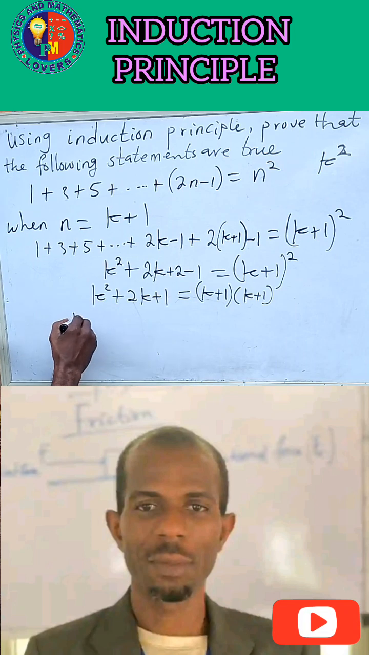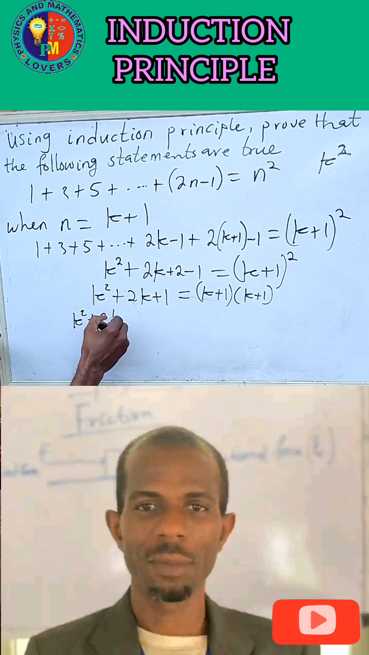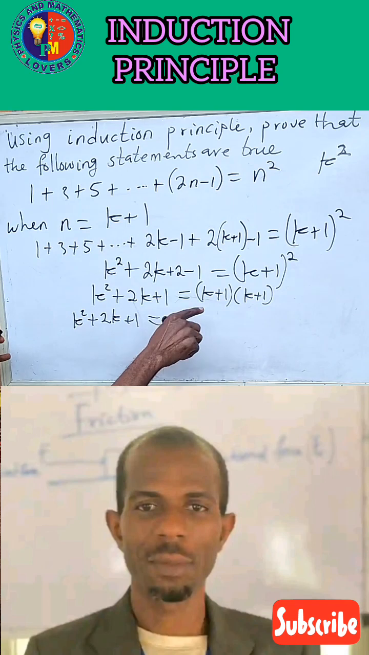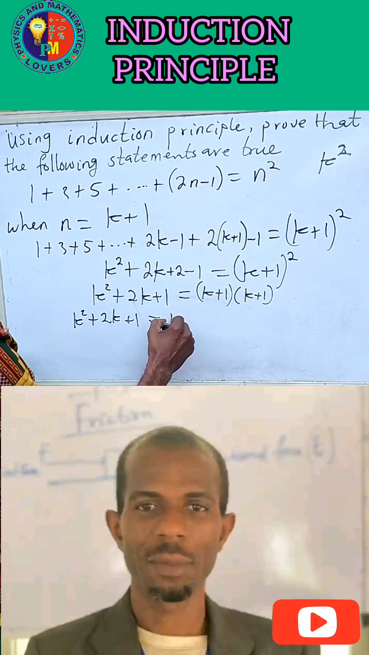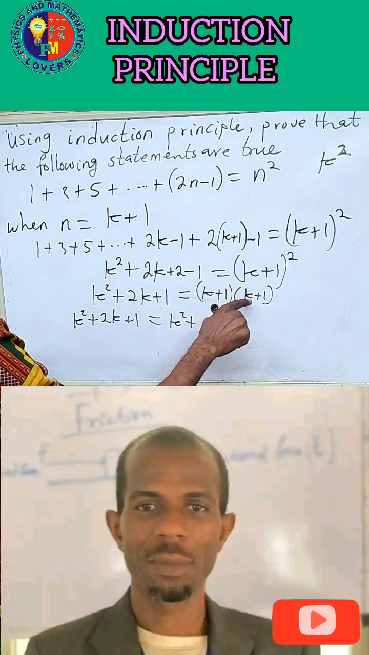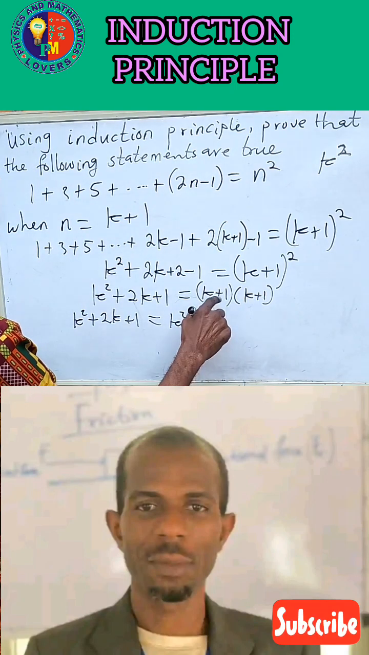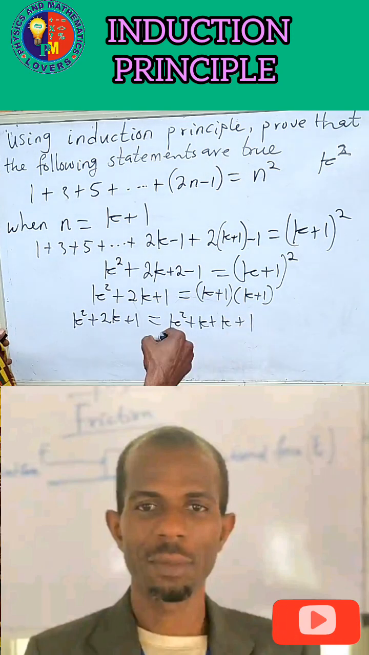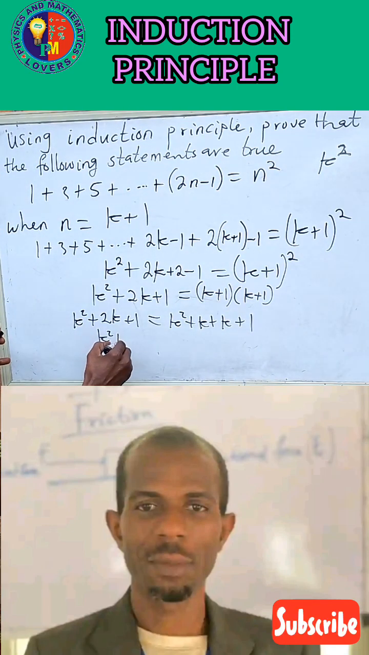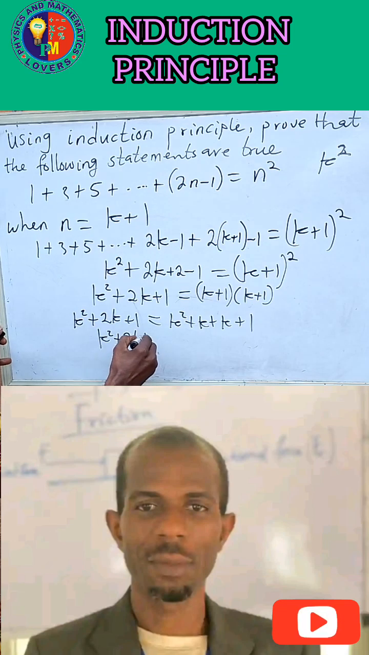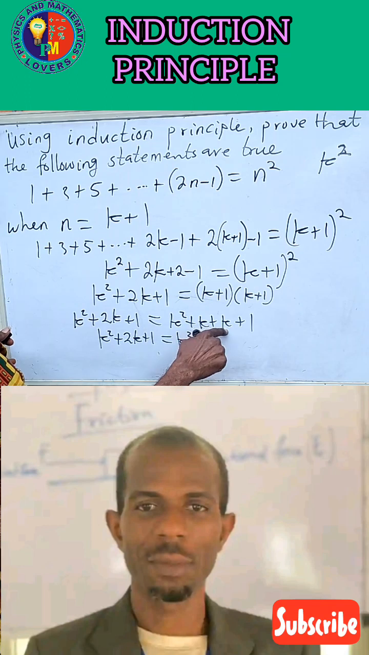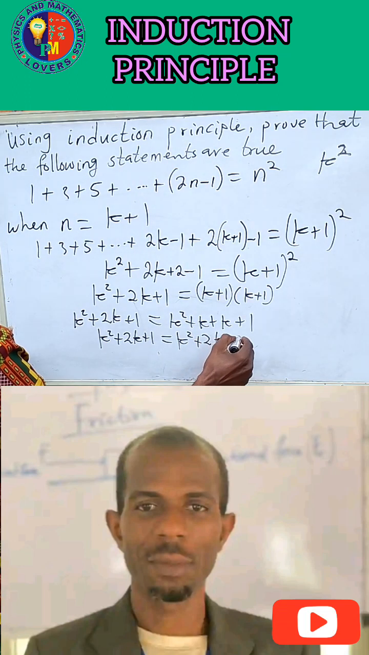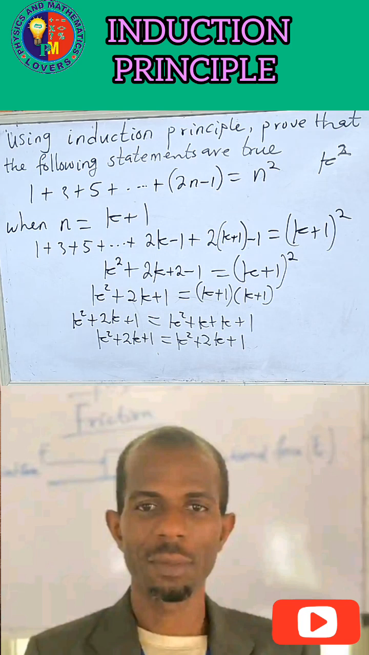I'll bring down the left hand side, k squared plus 2k plus 1, equal to, let's open the bracket now. k times k gives k squared, plus k times 1 is k, 1 times k is k, 1 times 1 is 1. At the end of the day, I'm going to have k squared plus 2k plus 1 equal to k squared, k plus k is 2k, plus 1. So the statement is true.